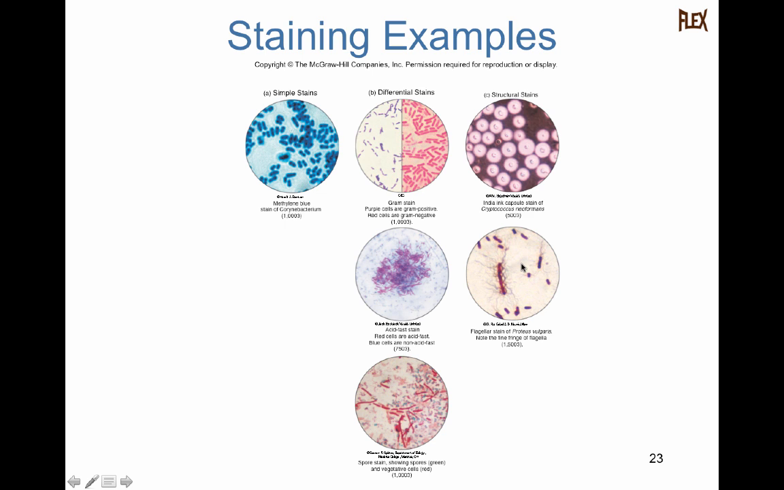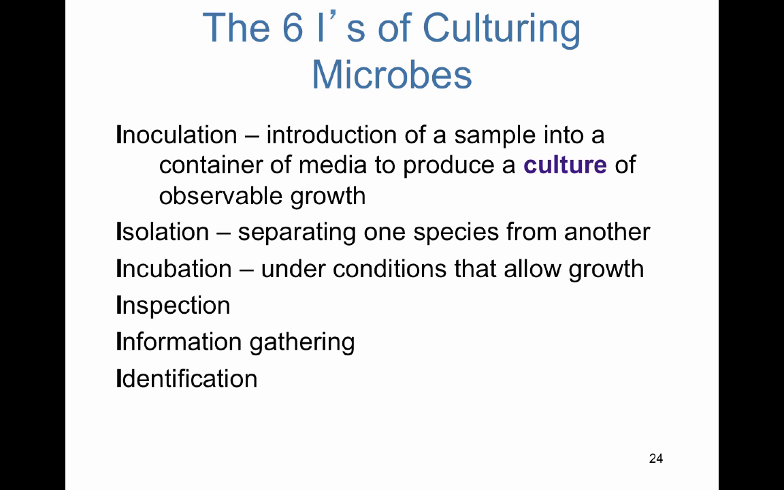And then we have the negative stain. Remember, we said with a negative stain, you're going to stain the background and the actual specimen remains unstained. So this is actually staining for a capsule stain. So this is a negative stain.